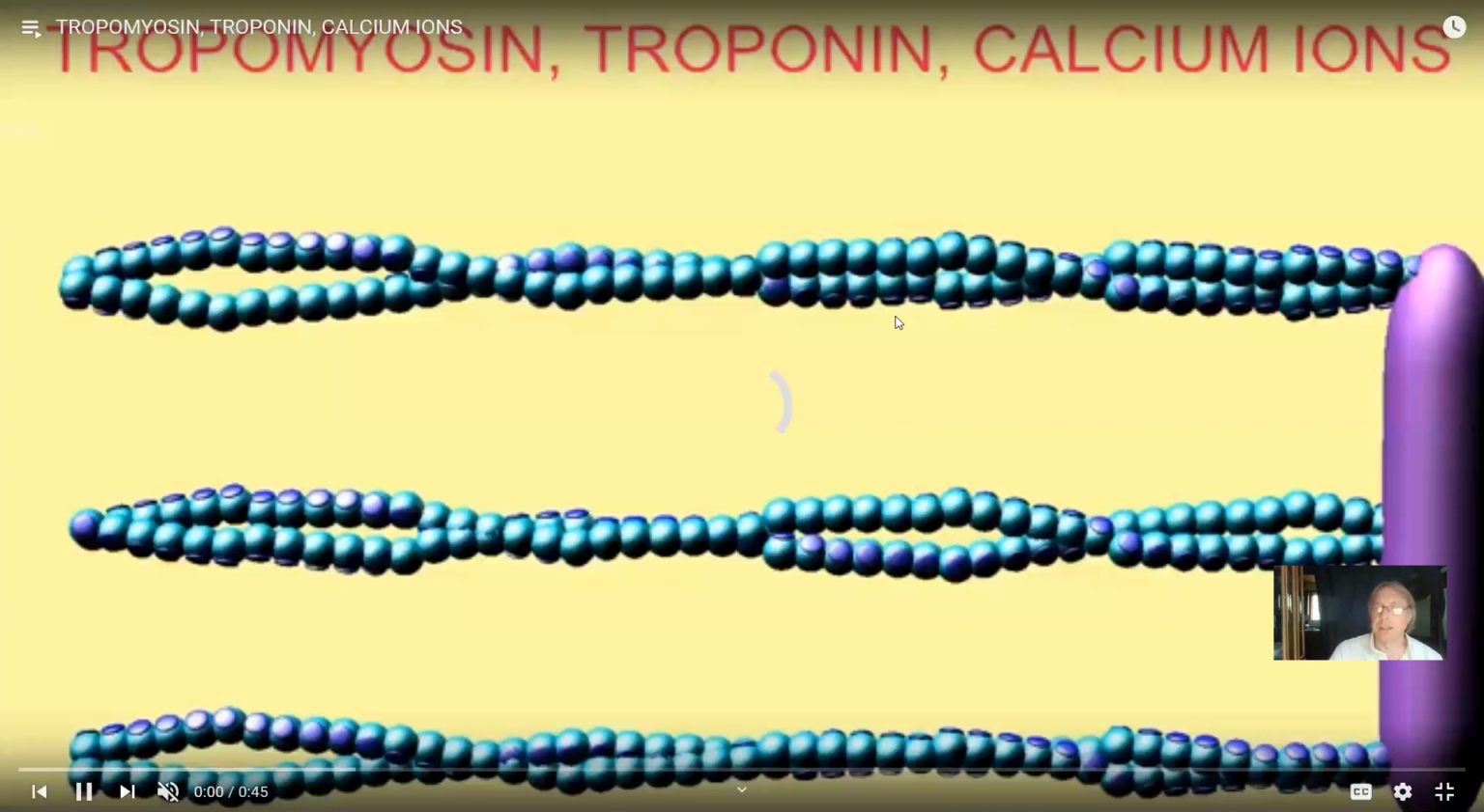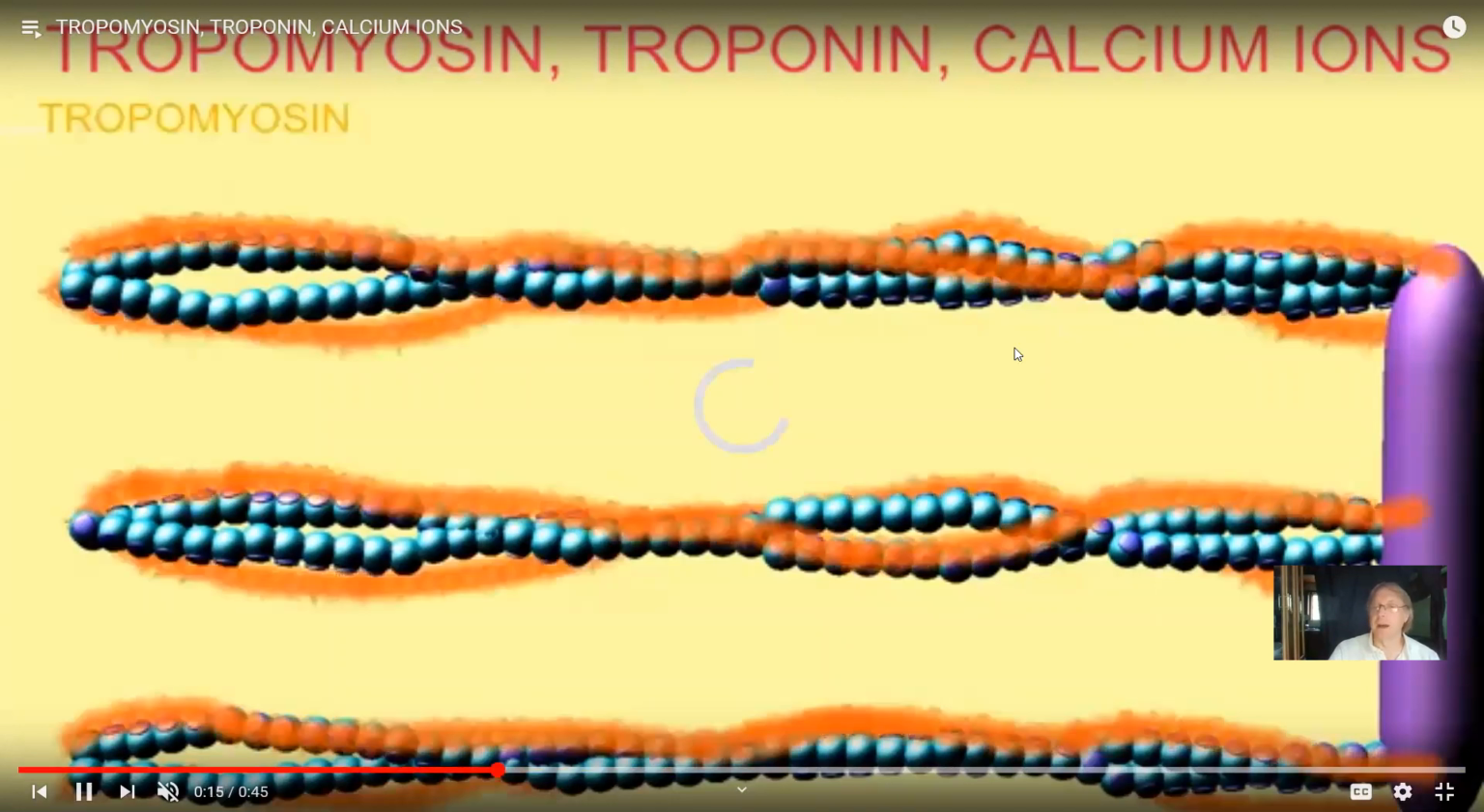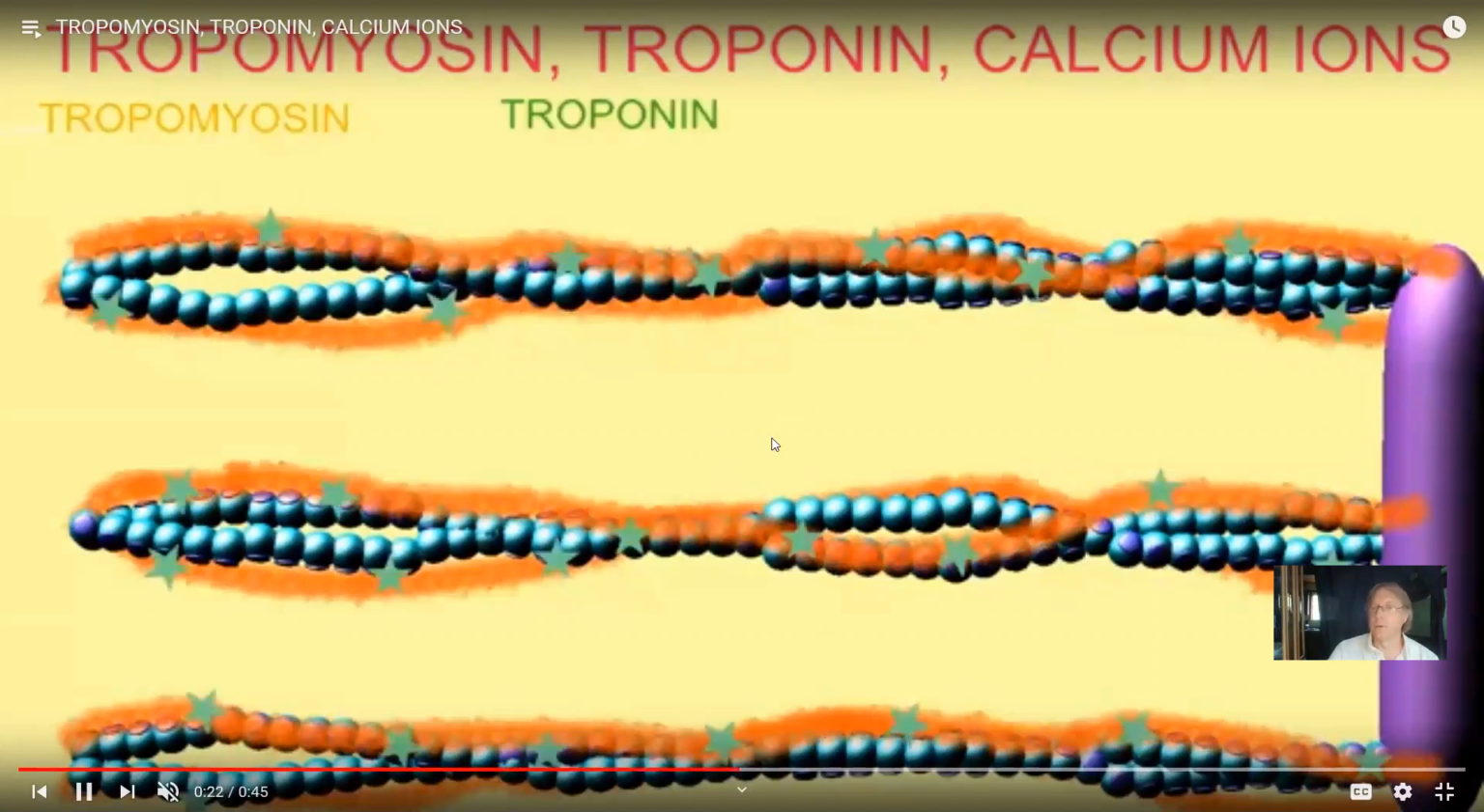Now, if myosin is prepared to attach and to pull on the subunits of actin, then the question comes up, well, why aren't we contracting all of the time? Why are we at rest? And the answer is that at rest, when we don't want our muscles to be contracting, these active sites of actin are covered. That way myosin cannot access them and pull on them. They're covered by a rope-like molecule called tropomyosin. And then another molecule, troponin, holds it in place. So here you see tropomyosin is covering the active sites of actin, and then troponin holds it in place.